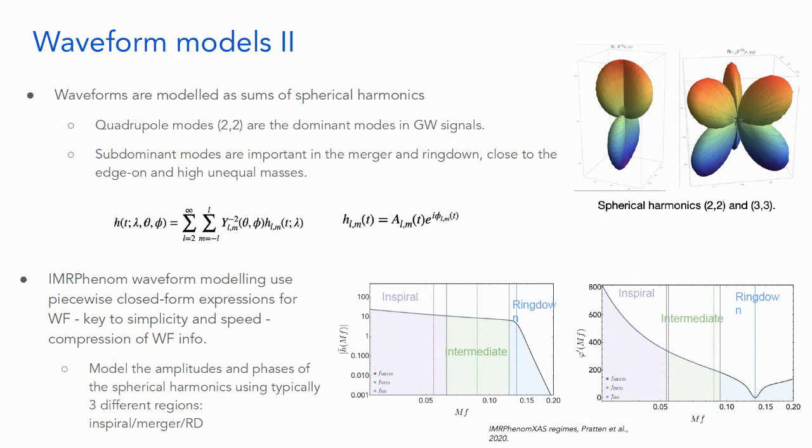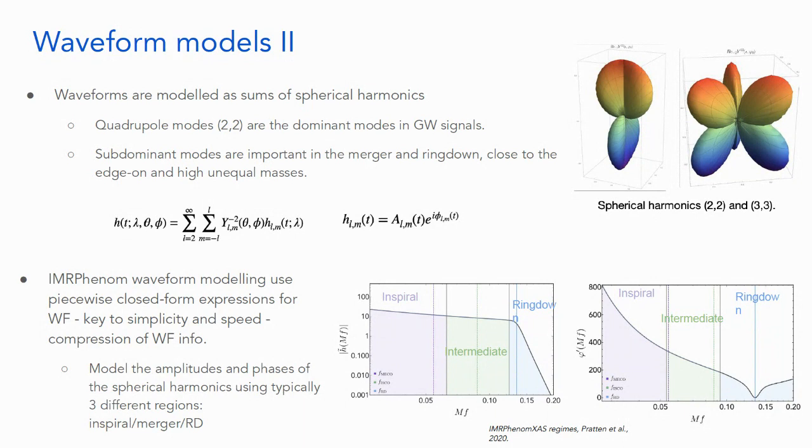So we split into the phase and into the amplitude, and these two quantities are split in three different regimes: the inspiral, the intermediate, and the ringdown. And we propose these piecewise closed form expressions.